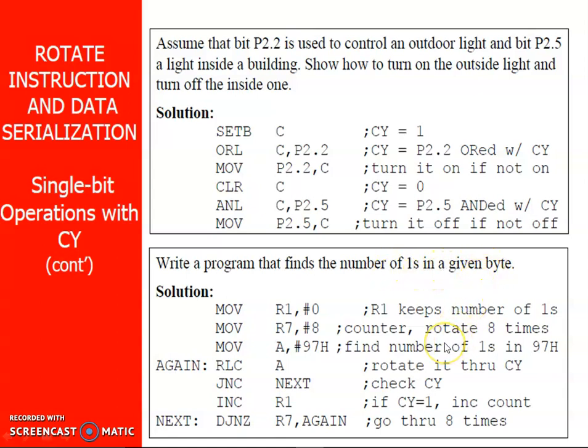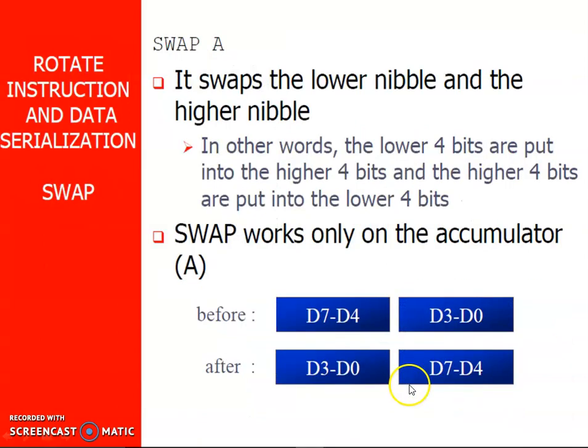This we have already seen. The SWAP instruction takes one operand, that is the accumulator. It swaps the lower nibble and the upper nibble. In other words, the lower 4 bits are put into the higher 4 bits and the higher 4 bits are put into the lower 4 bits. So SWAP works only on the accumulator.